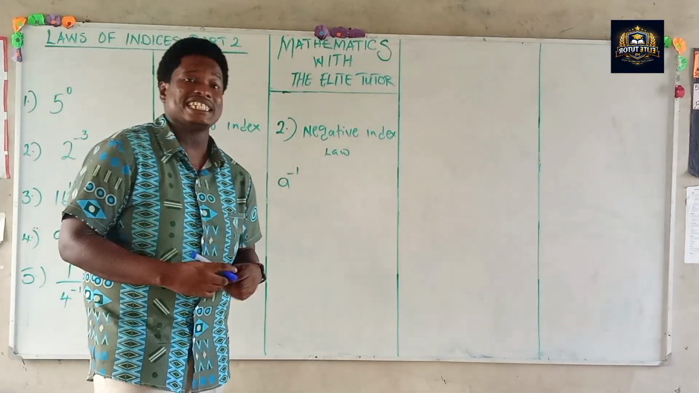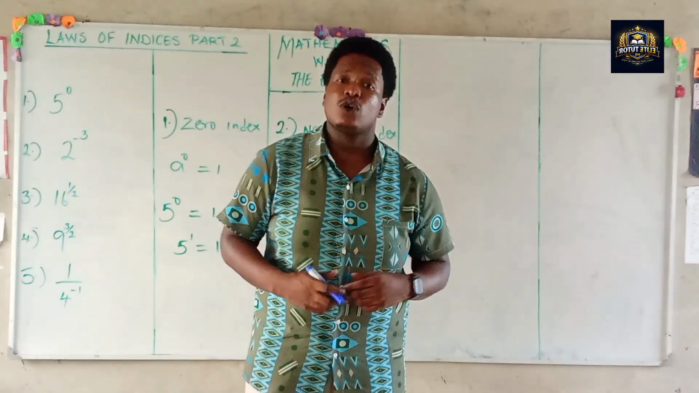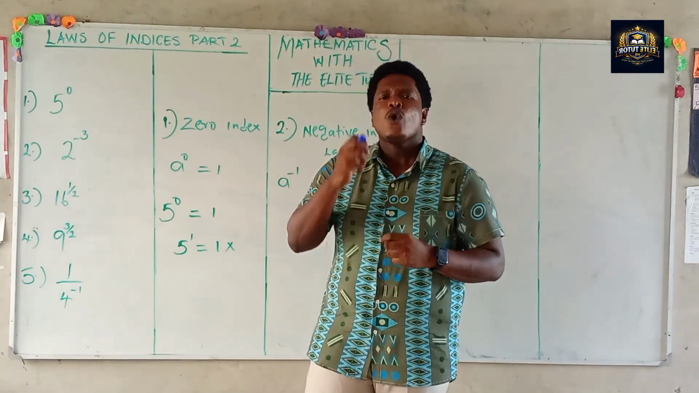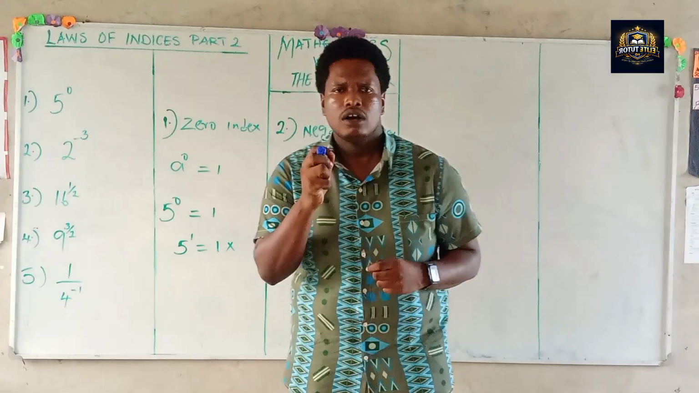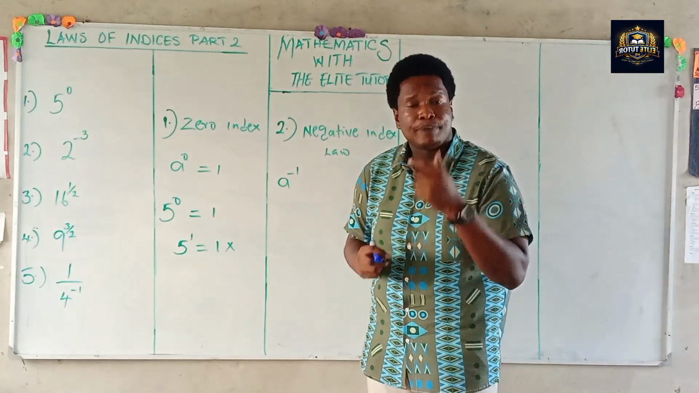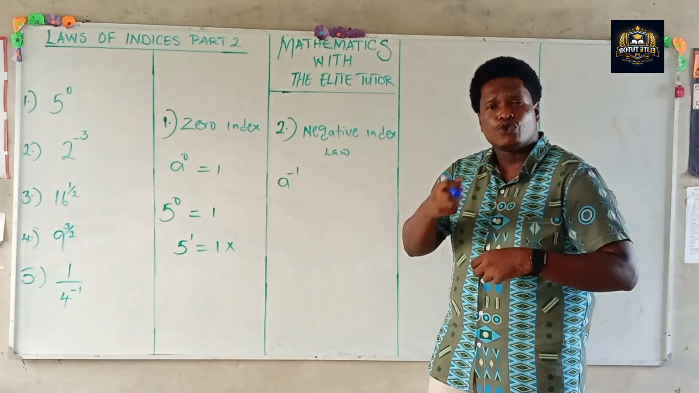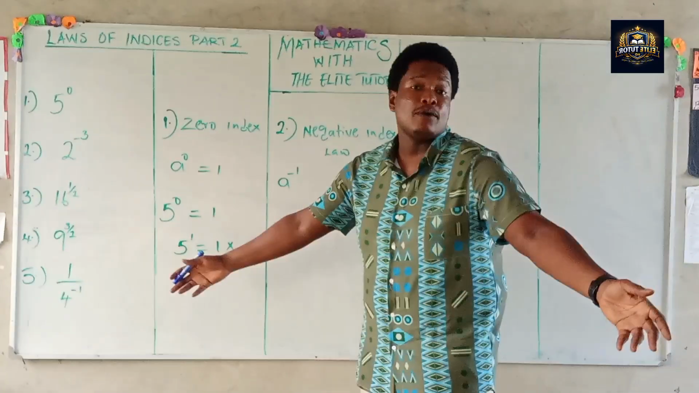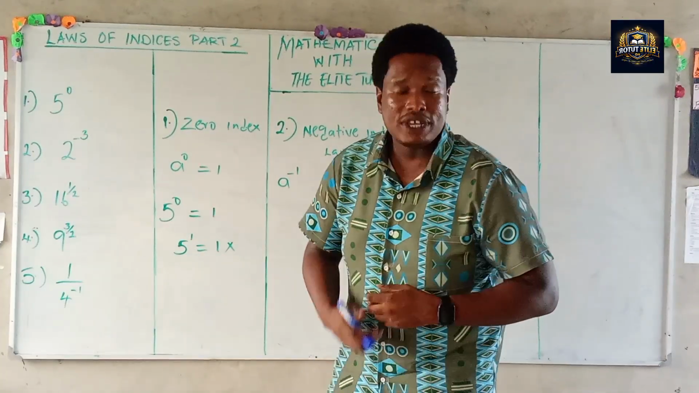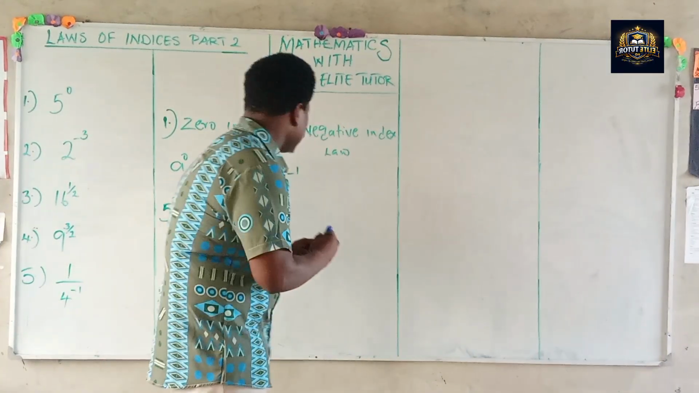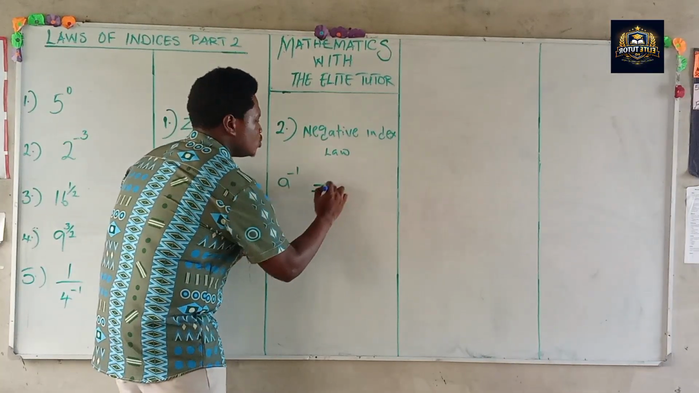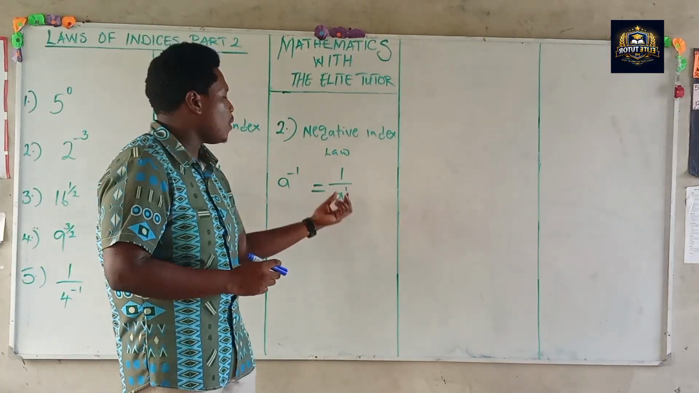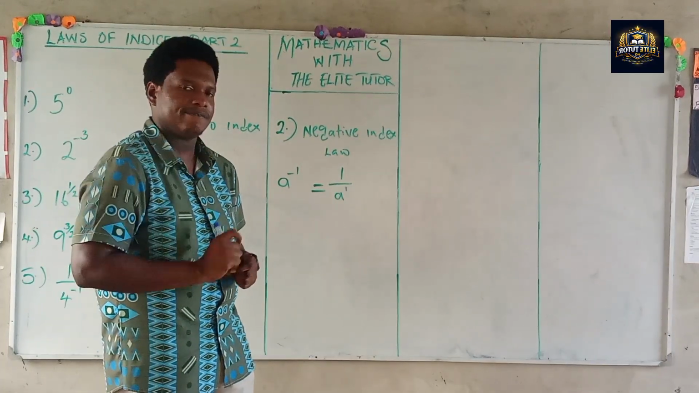Now, first of all, why do we have this negative index law? This negative index law acknowledges the fact that whenever we have a number with a negative power, in order for us to remove that negative power, we divide by 1. We simply take the reciprocal. So A raised to the power negative 1 is equal to 1 divided by A raised to the power 1. Because we are dividing by 1, the power becomes positive.